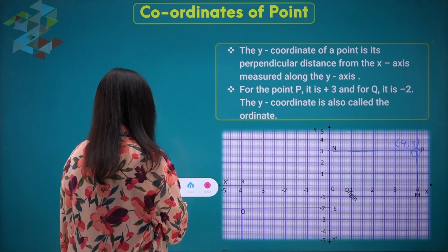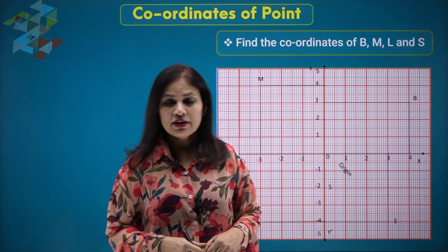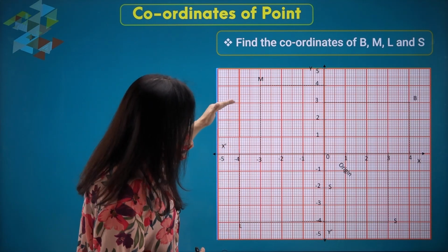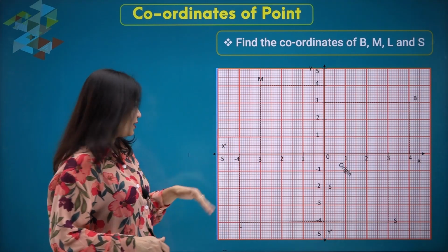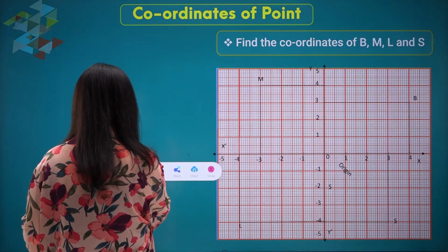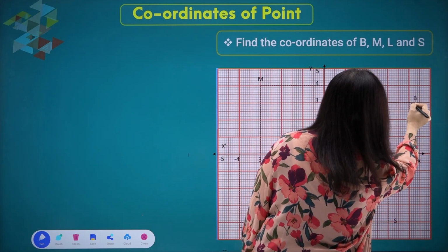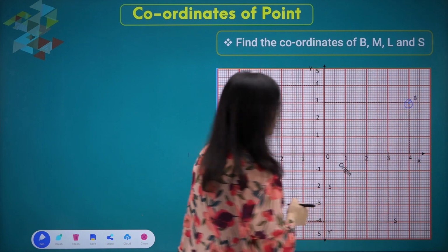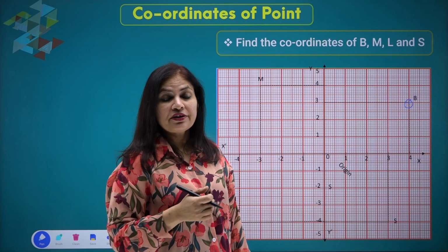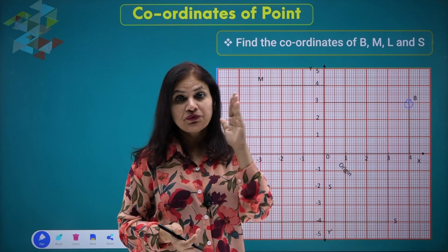So gradually we'll become very fast in locating the points and also in handling the signs. Let us do a quick exercise. Find the coordinates of the points B, M, L and S. This will actually be fun. Starting with point B. This is my point B. Let us quickly do it. Which value shall I write first, the abscissa or the ordinate? Abscissa stands for x, ordinate for y.